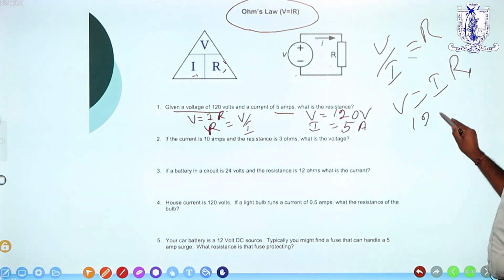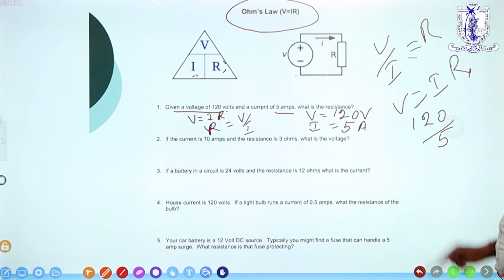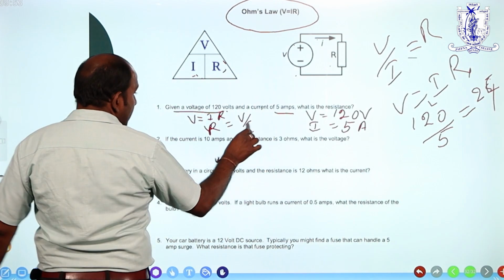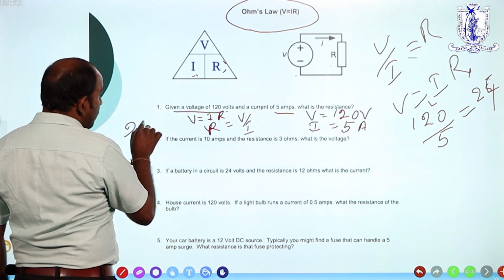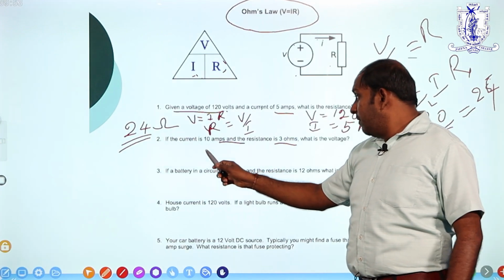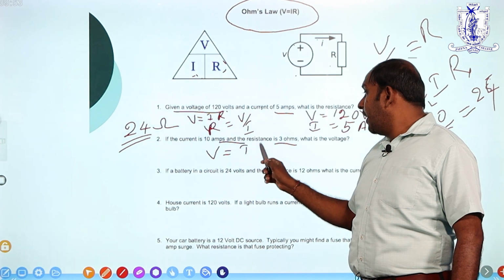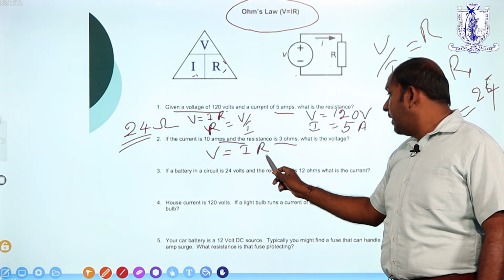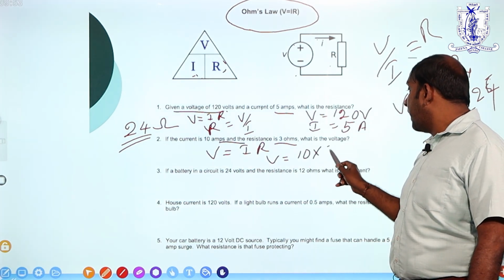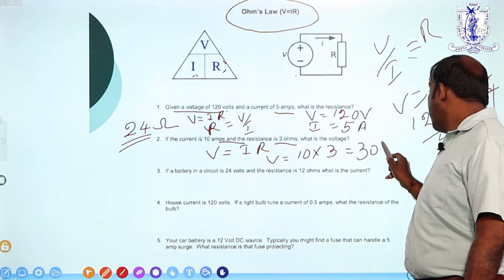So 120 upon 5 is 24. So R is equal to 24 ohms. Next: the current is 10 amperes and the resistance is 3 ohms. What is the voltage? V equals I R. We have current 10 amperes, resistance 3 ohms, so 30 volts.